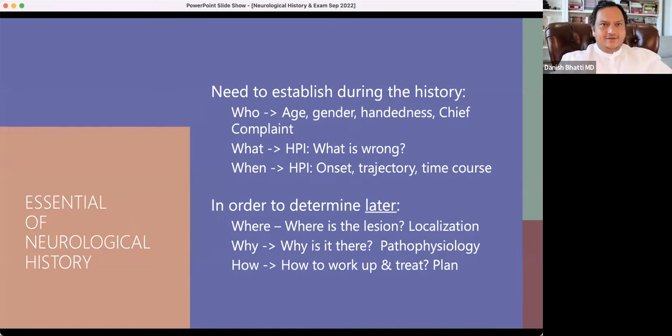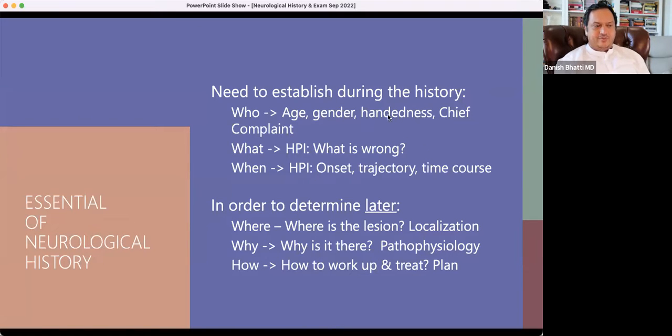So what is the approach to history taking with that context of what is neurology and what we will be doing for the next 7 weeks? The really essential approach of neurology is to establish during the history who is having a problem, all details: the gender, the handedness, the chief complaint, what exactly is wrong with that person, and when it started and how it has progressed.